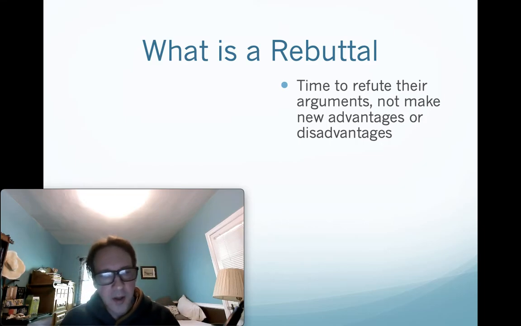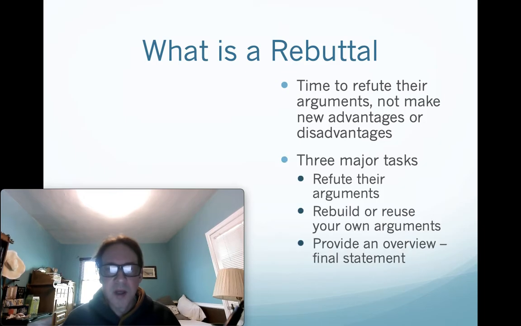Say your negative partner in the constructive argued that digital media promote polarization and divisiveness. This is not your time to also say that digital media lead to a bunch of disinformation. You can maybe say that in response to another argument, but not as a new advantage or disadvantage, right?